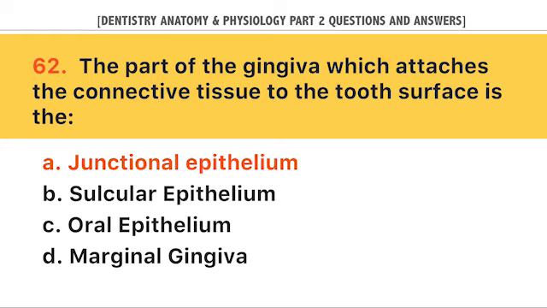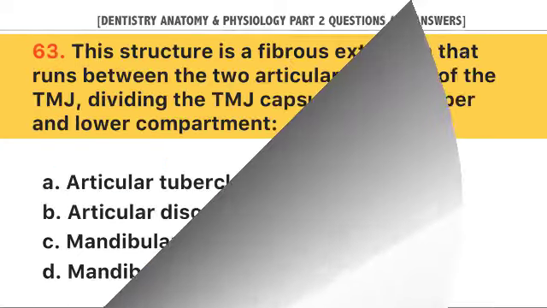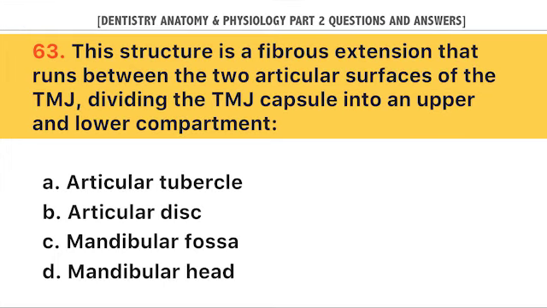Answer A. Junctional epithelium. This structure is a fibrous extension that runs between the two articular surfaces of the TMJ, dividing the TMJ capsule into an upper and lower compartment. A. Articular tubercle, B. Articular disc, C. Mandibular fossa, D. Mandibular head. Answer B. Articular disc.